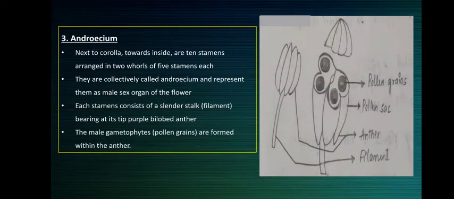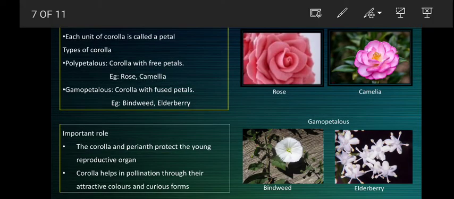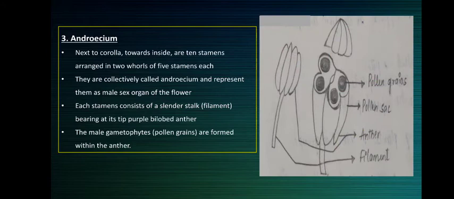Androecium. The third one is androecium. It is the male reproductive organ. Next to the corolla, towards the inside, are 10 stamens arranged in two whorls of 5 stamens each. They are collectively called androecium and represent the male sex organ of the flower. Each stamen consists of a slender stalk, that is the filament, bearing at its tip purple bilobed anthers. The male gametophytes, that is pollen grains, are formed within the anther.